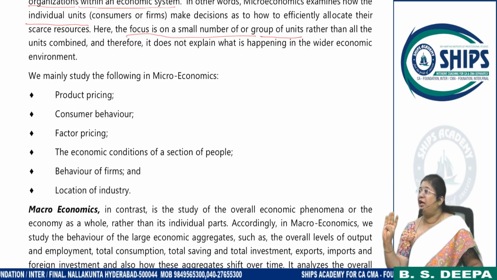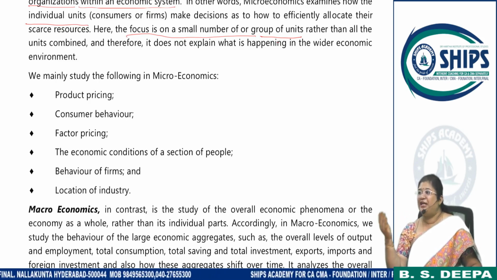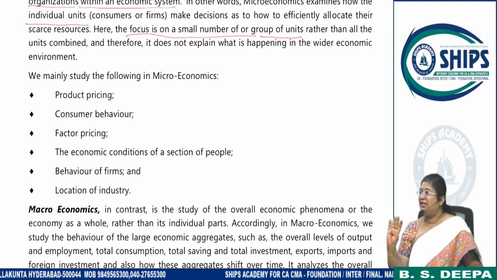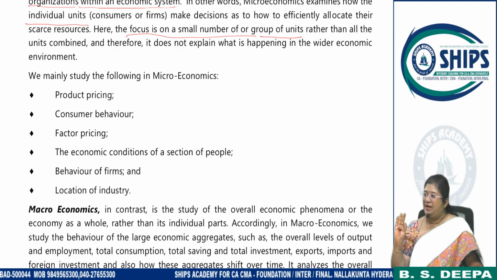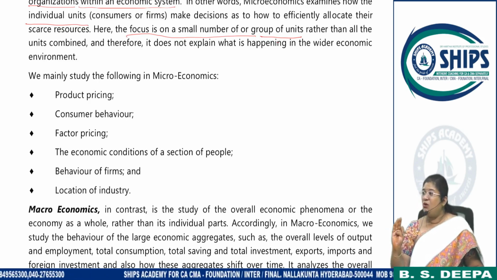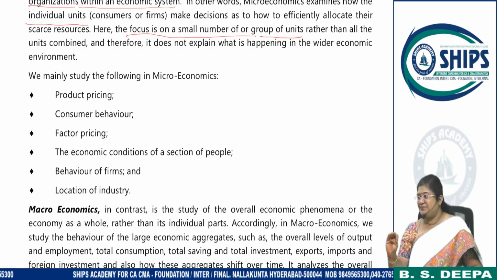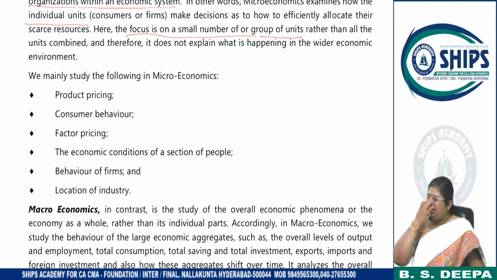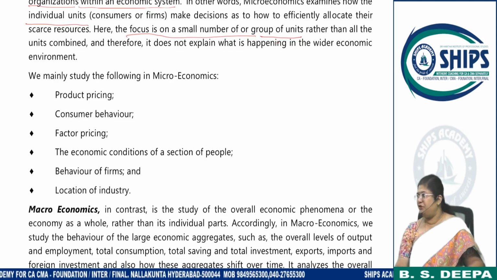Why it is called price theory is because microeconomics deals with 2 types of things. One, product pricing. How prices of products are determined, that is what is learned in microeconomics. Second thing that we learn in microeconomics is factor pricing. How each reward of the factor of production is fixed. Land, labor, capital, organization.